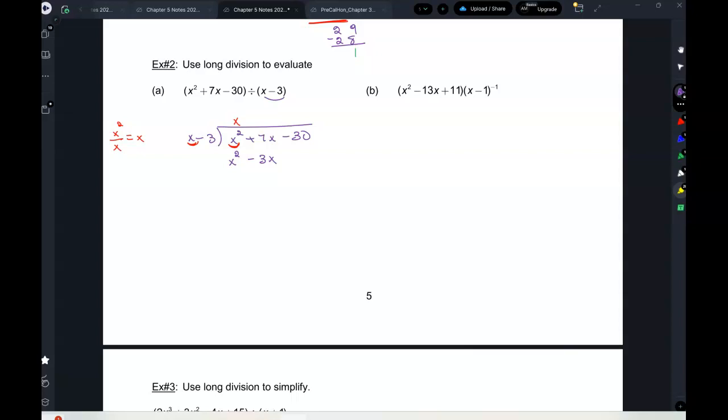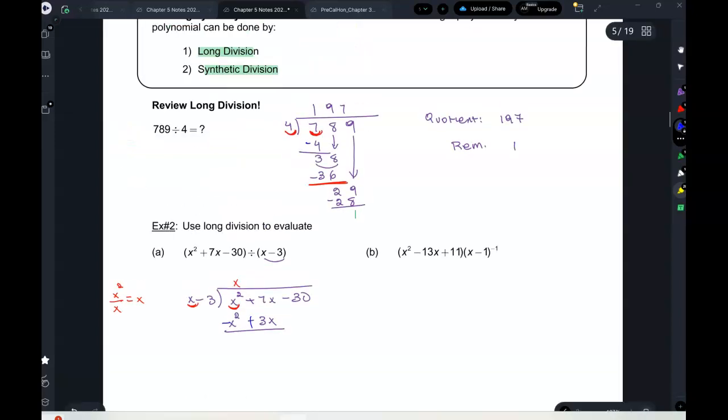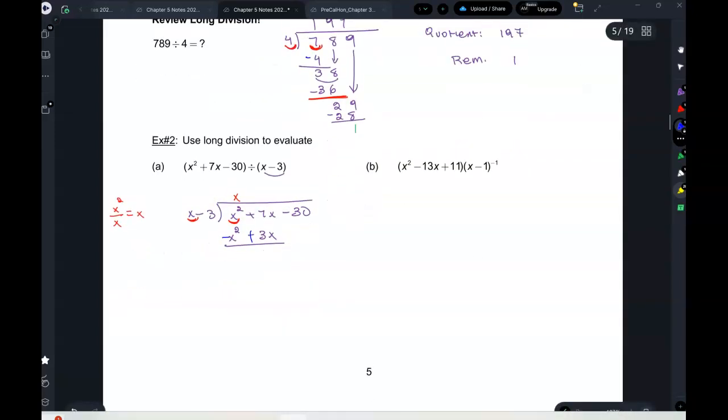To do the subtracting part when it's a polynomial like this, there is a little trick: draw the line, change the sign, and combine, right? Remember how when we were subtracting the 4 here, it became like a negative 4? So you're going to draw the line, change the signs, and combine. So x squared and negative x squared goes away. It's always going to go away for that first one. 7x plus 3x, 10x. Now I bring down the minus 30.